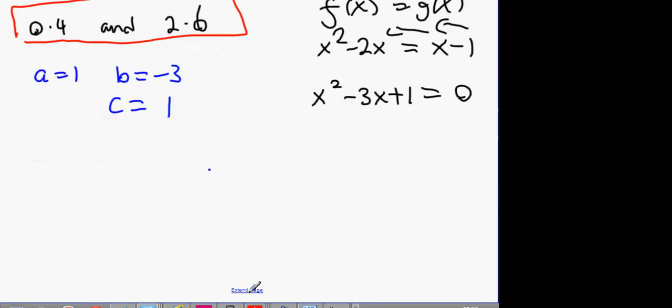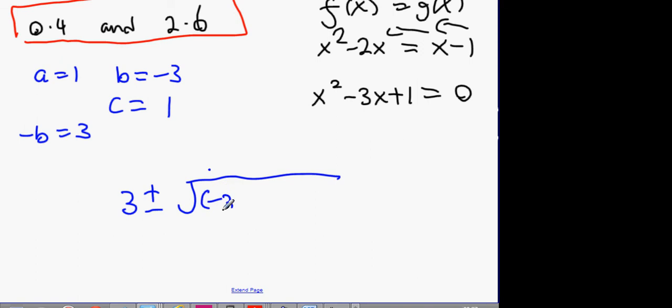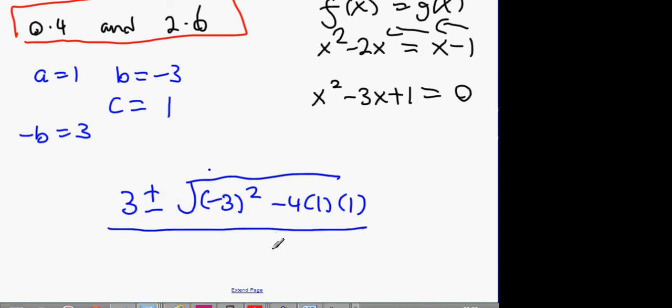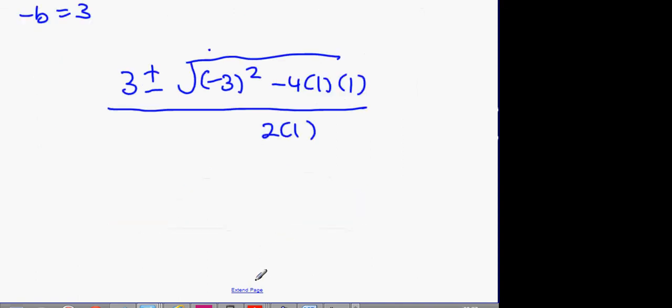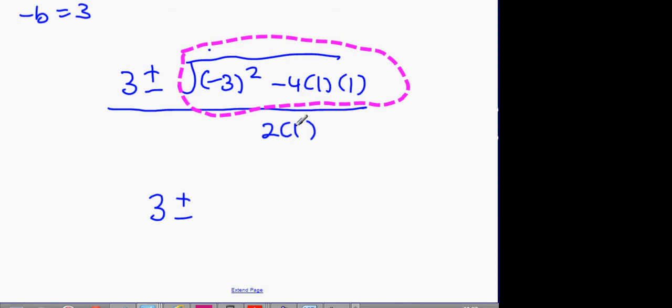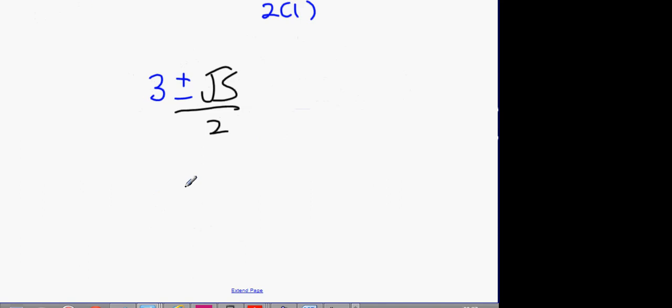Let's put it into the -b formula. -b is 3. 3 plus or minus the square root of -3 squared minus 4 times 1 times 1, all over 2a, which is 2 times 1. So what do we get here, guys? In the pink bubble first. Square root of 5. Now you know the next step, don't you? It's going to be 3 plus root 5 over 2 or 3 minus root 5 over 2.